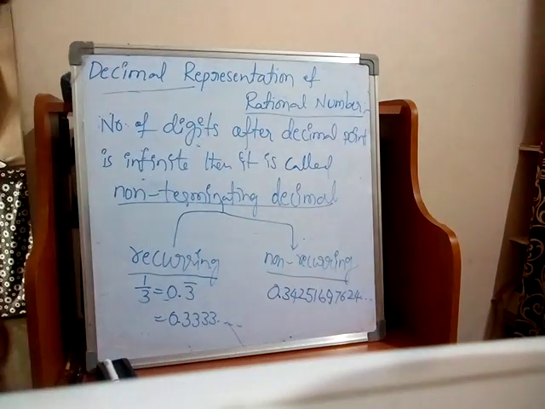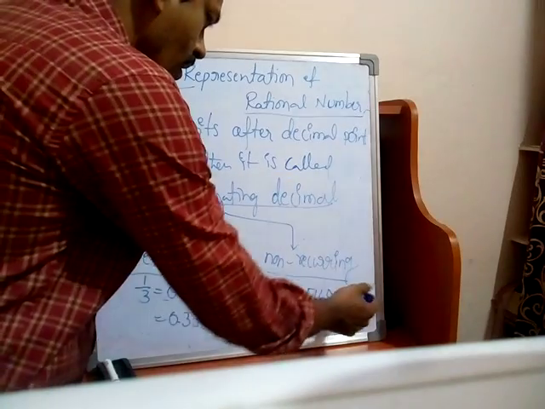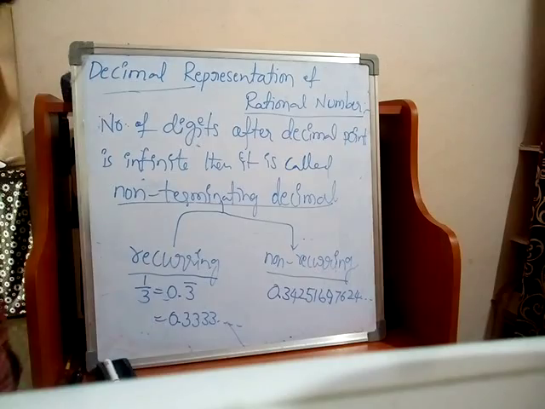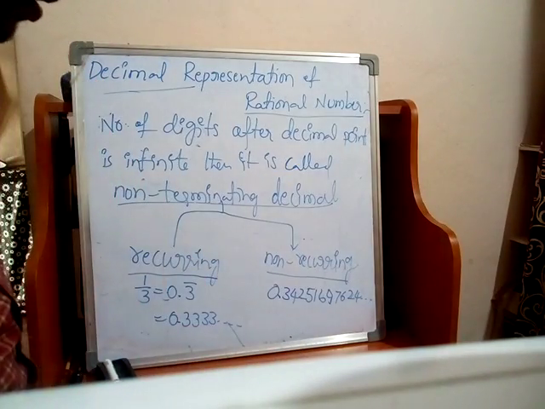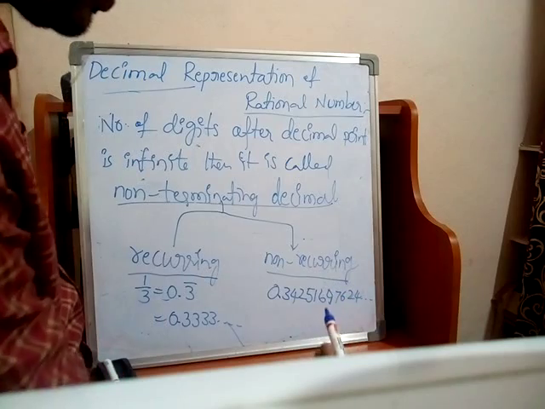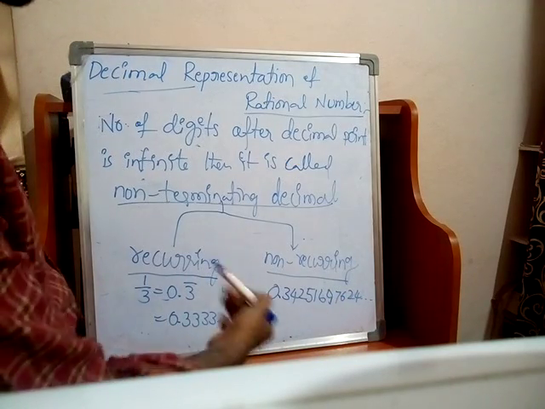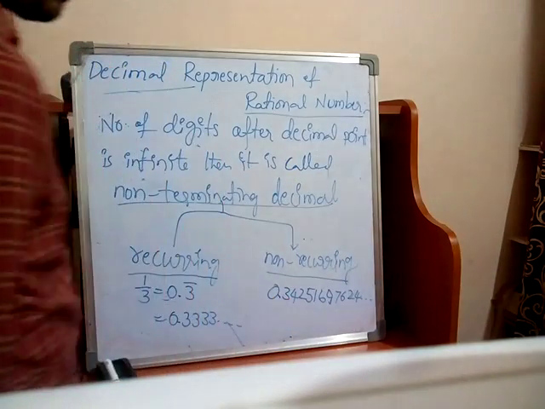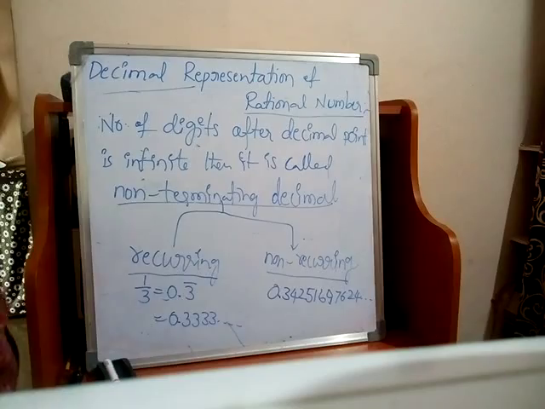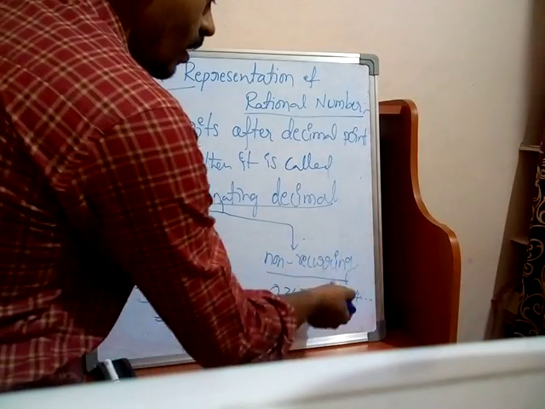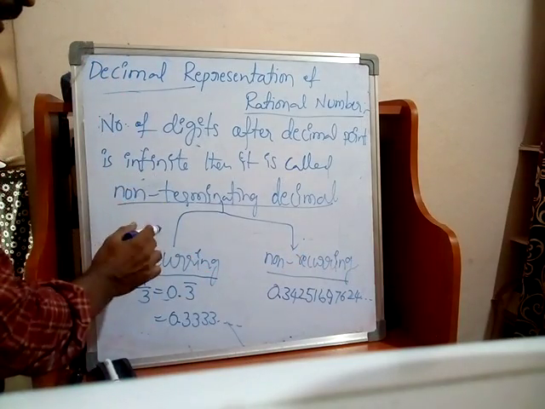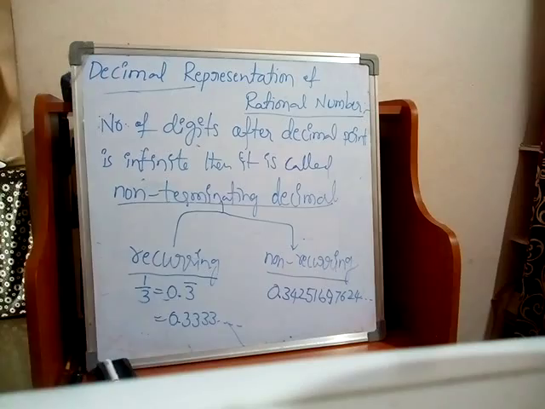Here is a number 0.34251689762 like this only. Now observe, how many digits are there after the decimal point? We cannot count, so that's why non-terminating. But here there is no pattern; we cannot clarify which numbers are repeated. Here 3 was repeated, but here no numbers repeat in a particular order, so this is non-recurring or non-repeating. This is a non-terminating non-recurring decimal.